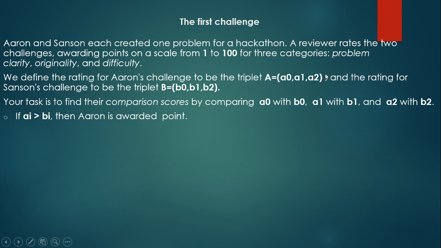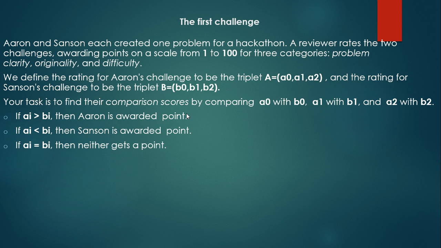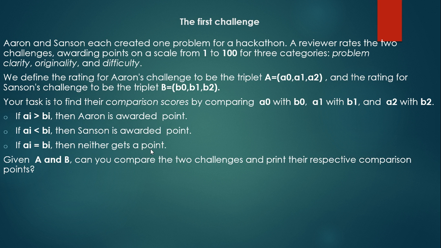So let me give an example. In the case where A0 is greater than B0, Aaron is awarded a point. In the case where A1 is greater than B1, Aaron is awarded a point. And in the case where A2 is greater than B2, Aaron is awarded a point. But if it's vice versa, then Samson will be awarded a point each. Then if they are equal, if A0 is equal to B0, neither person is awarded any point. So given A and B, can you compare the two challenges and print their respective comparison points?